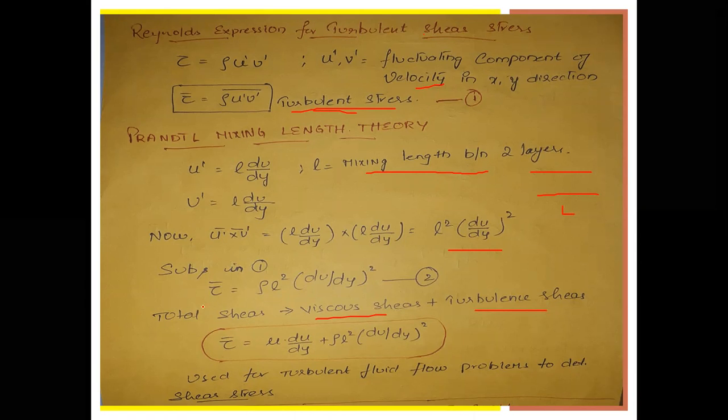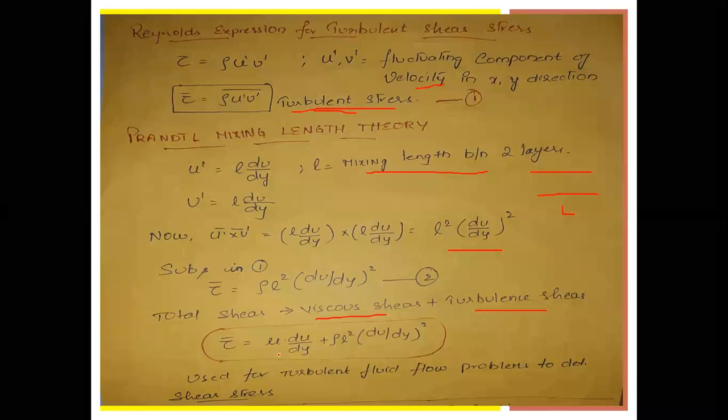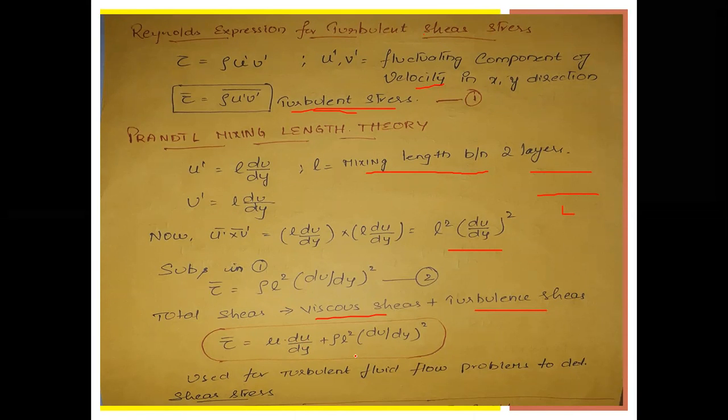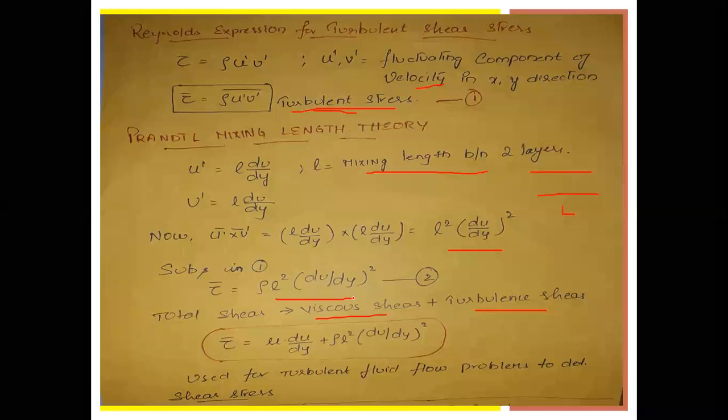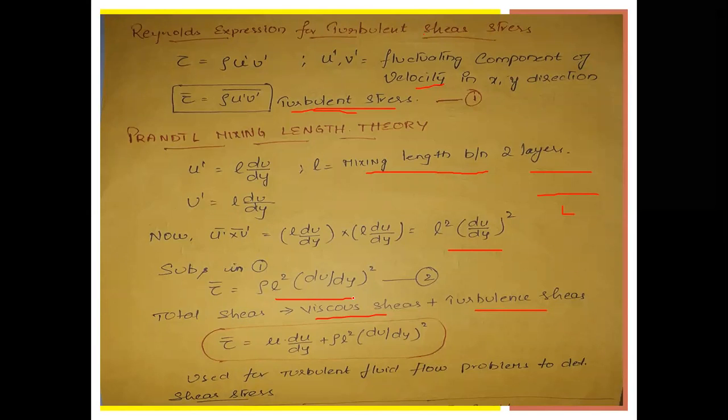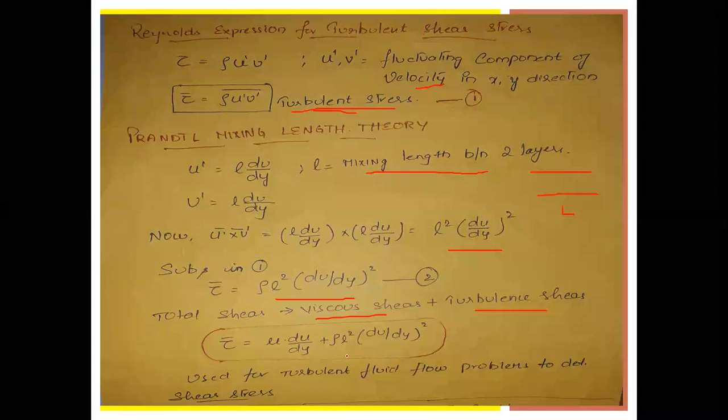So adding this viscous shear plus turbulent shear, tau bar is equal to mu into du by dy plus turbulent shear, which is equal to rho L square into (du by dy) square. And we substitute the eddy viscosity value we have got from 1 and 2. So this is the turbulent shear stress, and this is the viscous shear stress. We are adding them, so the total stress, tau bar, is equal to viscous stress plus turbulent stress. These are used for turbulent fluid flow problems to determine the shear stress.